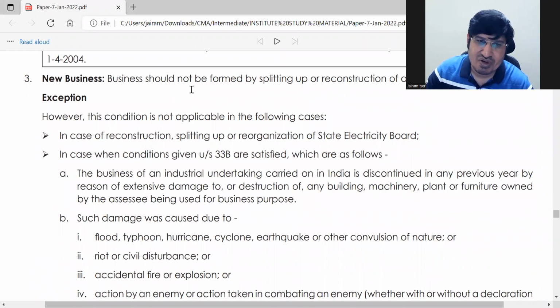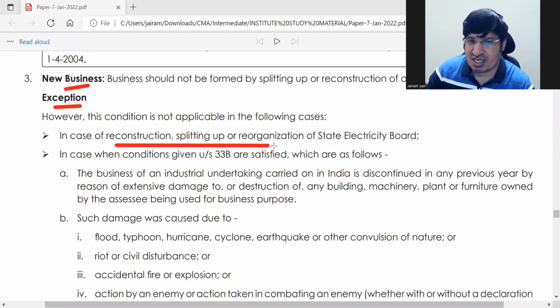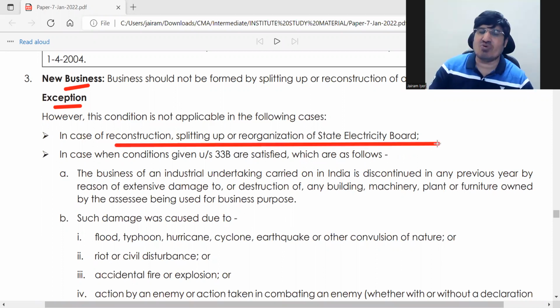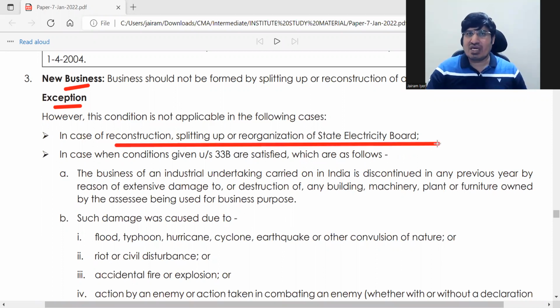This exception of new business is not applicable. Okay? This new business condition is not applicable in these cases. One is reconstruction of state electricity board. Because it's government, it has an exemption. So it can form after reconstruction. This condition is not applicable for this.